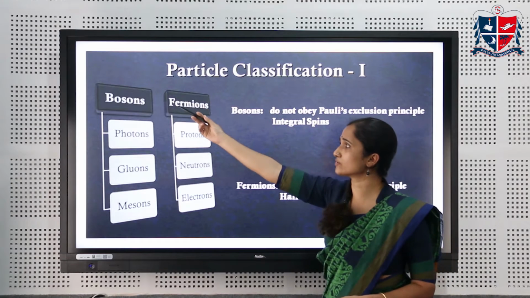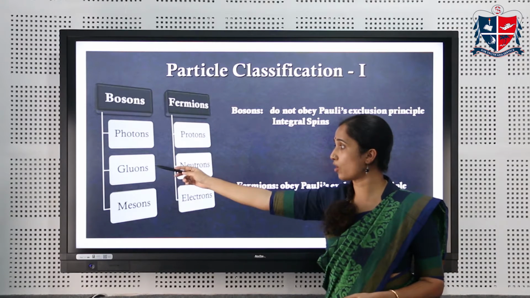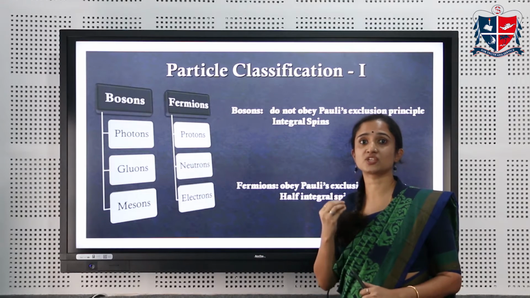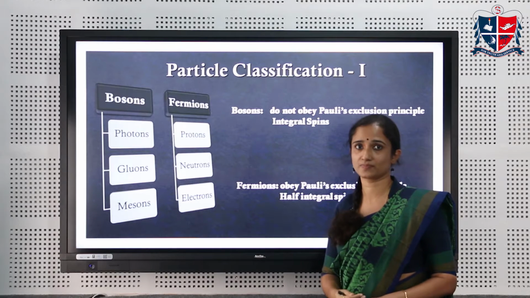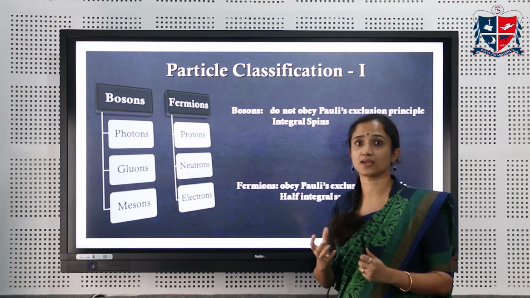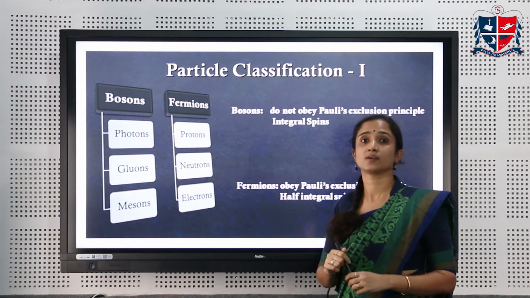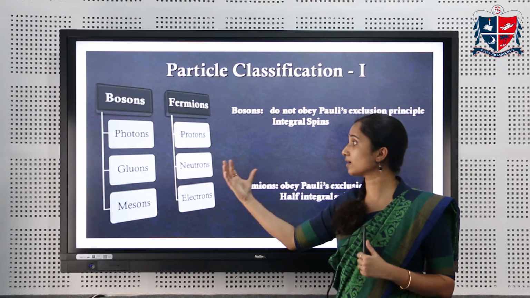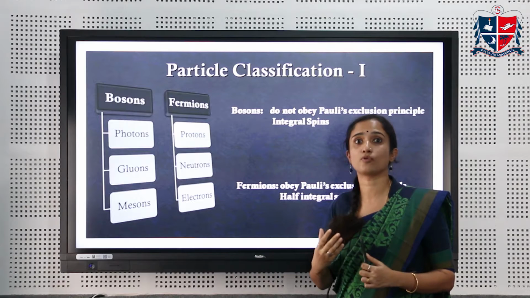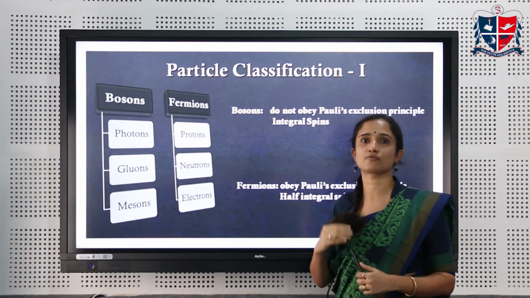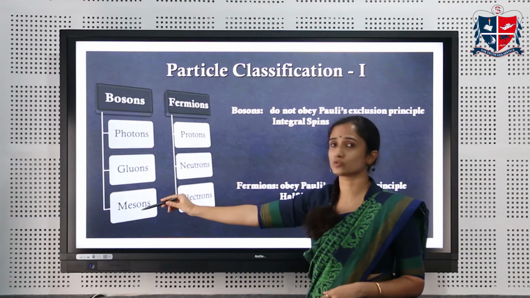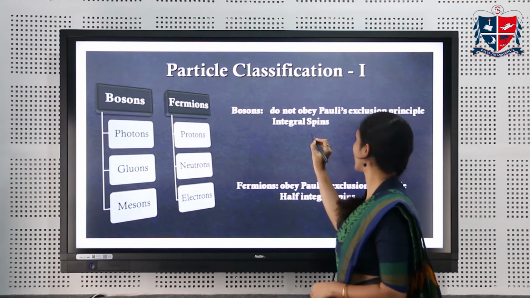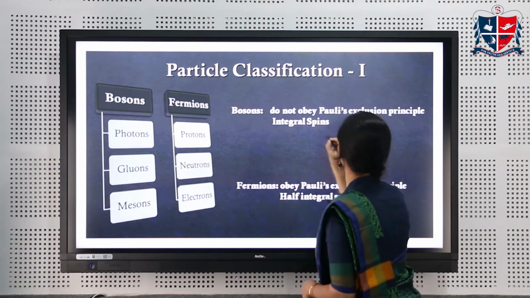A few examples for bosons, as we can see, are photons, gluons, mesons. Now, photons are quite familiar to us. Photons are the energy carriers in an electromagnetic interaction. So, photons are quantum of light energy. Similarly, gluons are the particles which take part in strong interaction, so they can be considered as the carriers of strong force. Similarly, mesons are carriers of weak force. So, all these bosons could be broadly said as energy carrying particles, or we can say they are energy particles.